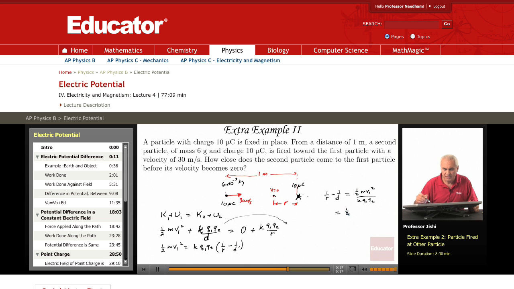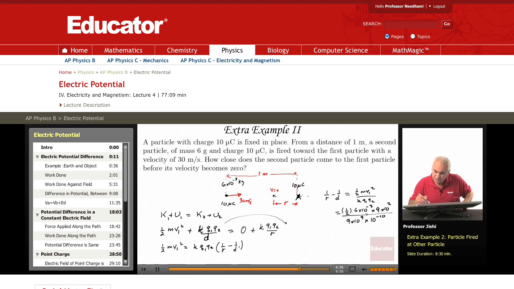Half m is 6 times 10 to the minus 3. v1 squared, v1 is 30, so v1 squared is 900, that is 9 times 10 to the 2, over k, which is 9 times 10 to the 9. Q1 is 10 times 10 to the minus 6, that is 10 to the minus 5. And Q2 also is 10 to the minus 5 coulombs, so that's 10 to the minus 10 altogether.